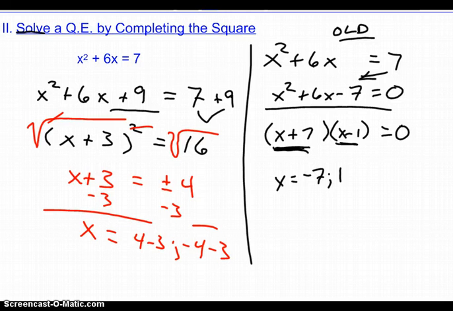What? No, we can simplify this. What is 4 minus 3? 1. And negative 4 minus 3, or plus negative 3? Negative 7, which totally agrees with what we found by factoring.